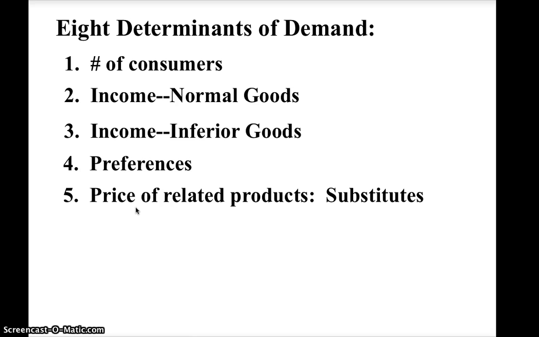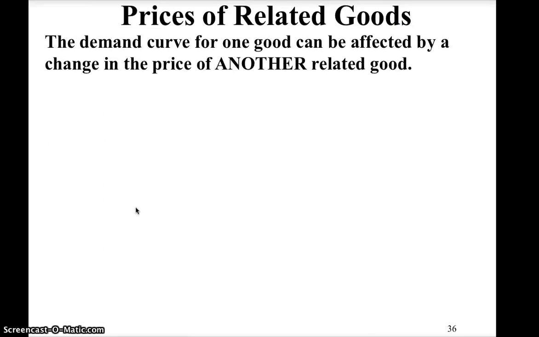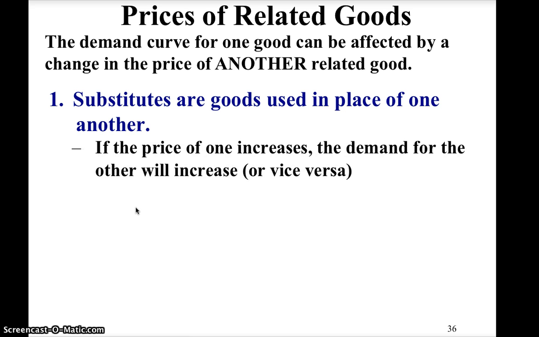The fifth determinant is the price of a related product. So again, notice that it's not saying the price of the product that you're looking at, it's the price of a related product, for example, a substitute. So let's take Coke and Pepsi. The demand curve for one good can be affected by the change in the price of another related good. So if the price of a substitute increases, the demand for the other will increase as well, and vice versa.